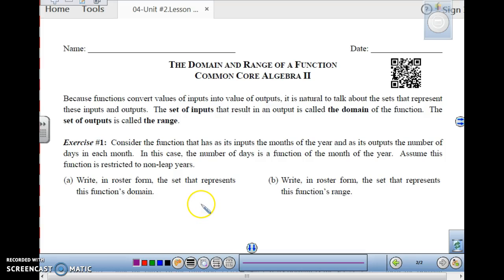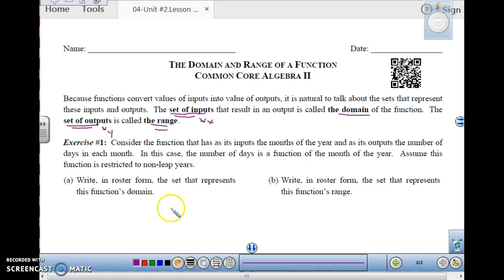This is Algebra 2, Unit 2, Lesson 4, on the domain and range of a function. Now, we did talk about domain and range back in Algebra 1, but let's see if we can figure out what this says. When you're talking about the set of inputs, the inputs, remember, are the x's. That is called the domain of the function. So any values of x, or inputs that work, are called the domain. The set of outputs, or the y values, is called the range.